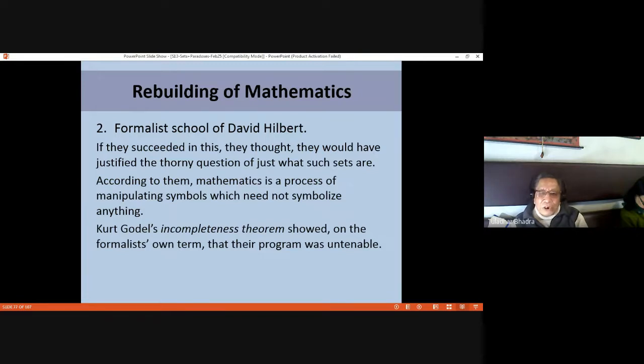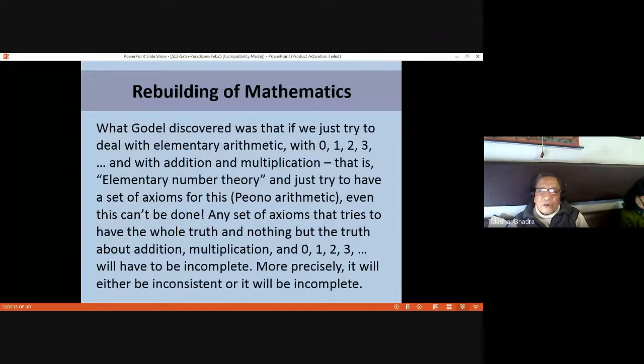So, Gödel's incompleteness theorem showed that the formalistic view and their program was untenable. What Gödel discovered was that if we just try to deal with elementary mathematics with the numbers 0, 1, 2, 3 only, and with addition and multiplication, that's elementary number theory, and just try to have a set of axioms for this, called Peano's arithmetic, even this can't be done. Any set of axioms that try to have the whole truth and nothing but the truth about addition, multiplication, and the numbers will have to be incomplete. More precisely, it will either be inconsistent or it will be incomplete.